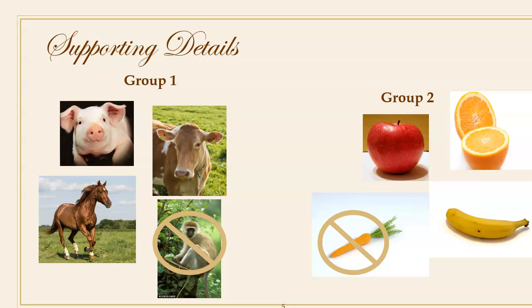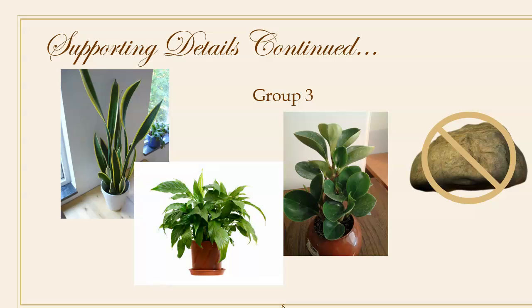Let's look at group 2. These are all types of fruits, and the carrot is crossed out because it is a vegetable. A carrot could not be a supporting detail for types of fruit. Now let's look at the final group. I want you to see if you can figure out the main idea. If you guessed plants, you are correct. The rock could not be a supporting detail for this group.